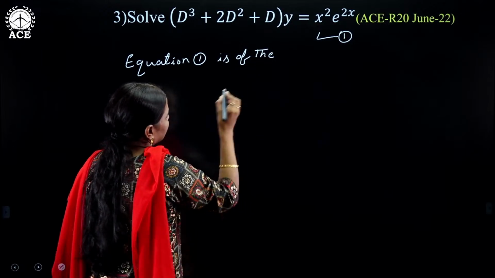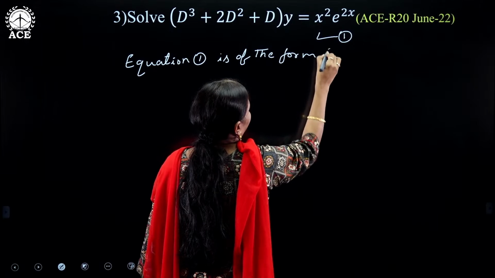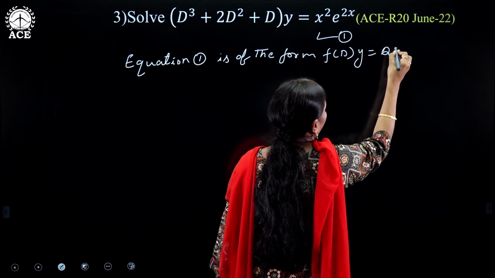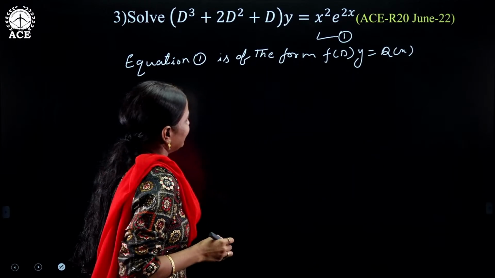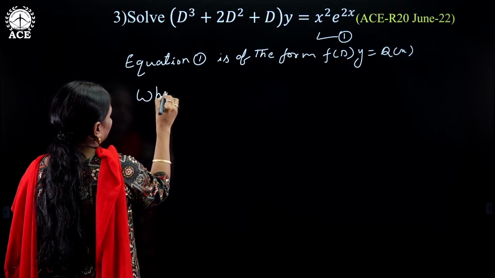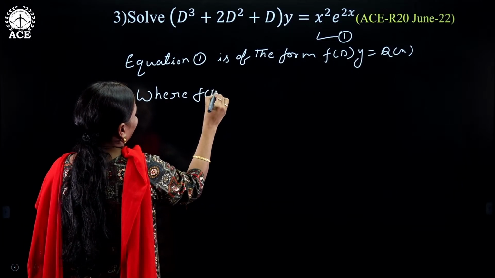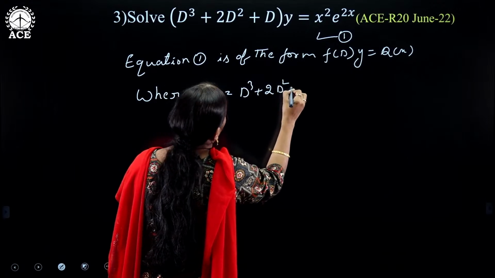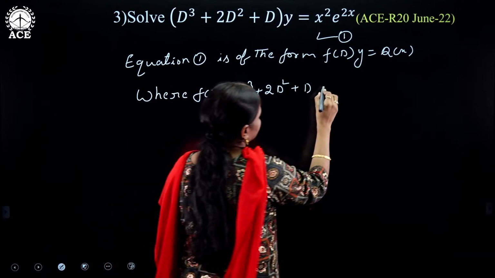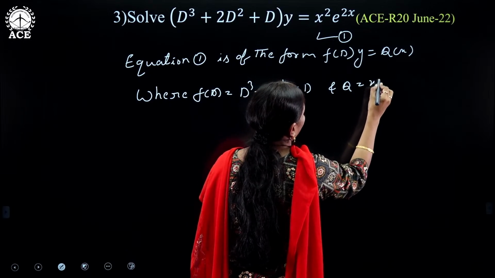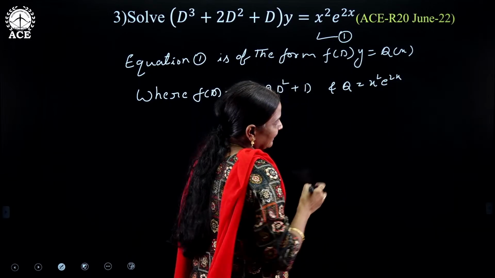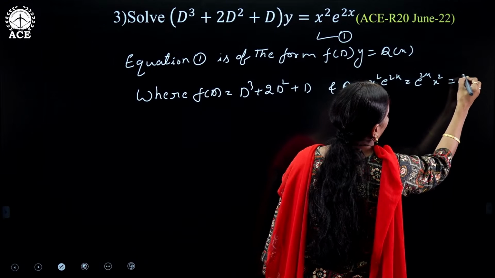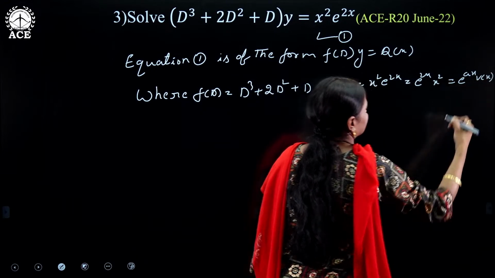Yes, what is the standard form? Standard form is F of D into y is equal to Q of x. Where F of D is equal to D cube plus 2D square plus D, and Q of x is equal to x square into e power 2x. Rewrite this into the standard form, that is e power 2x into x square, which is of the form e power ax into V of x.